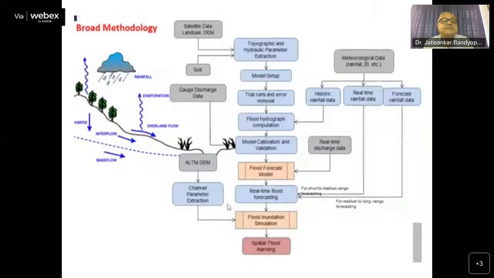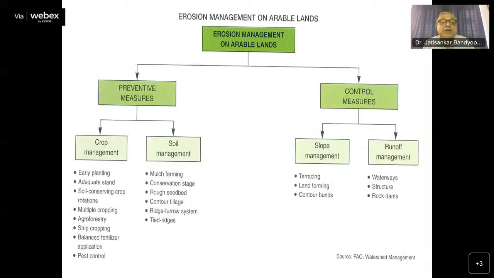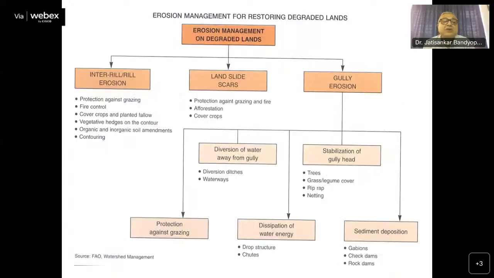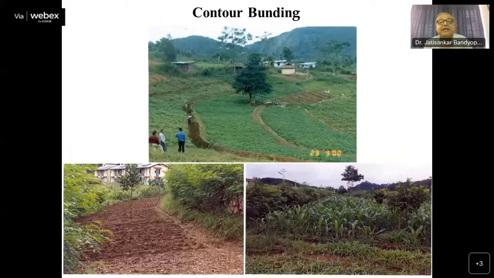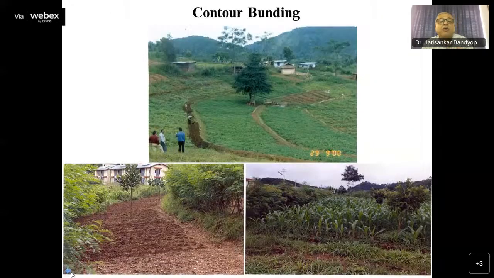This process is broad. Now I am showing you some pictures where vetiver can be used. Erosion management on different land, like preventive measures and control measures. Erosion management on degraded land, rill erosion, landslide as well as gully erosion. Here are a few fields which you can see. Sorry, the previous one. This is the contour banding. Here, I don't know whether we have started this work in the Himalayan region, where one of my research fellows is working.